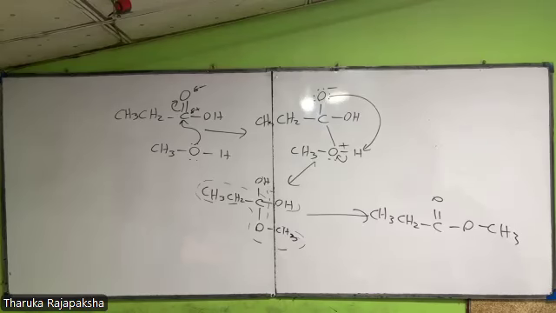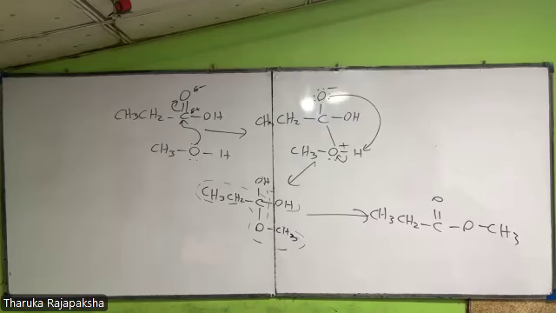CH3, CH2, C, double bond oxygen, chlorine. As usual, carbon gets the delta positive charge, oxygen gets the delta minus charge. Oops, first step I forgot. The first step is sodium hydroxide breaking down into sodium plus and OH minus. So OH minus in the medium will react with this carbon, forming that.